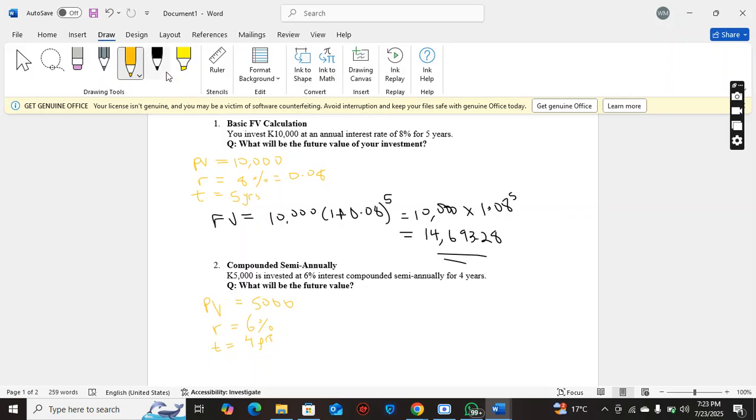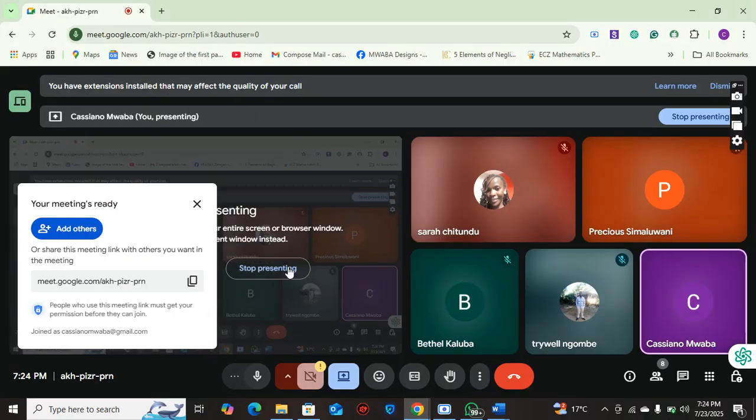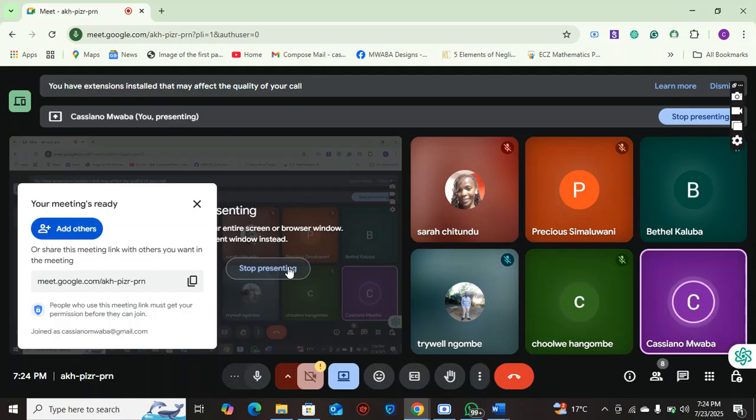Now, when interest is compounded, this formula changes slightly. It becomes future value equals present value, 1 plus the rate over n, which is the number of compoundings, to the power the time times the number of compoundings. So put t times n. When we say interest is compounded semi-annually, it means that you'll be paid interest twice a year.